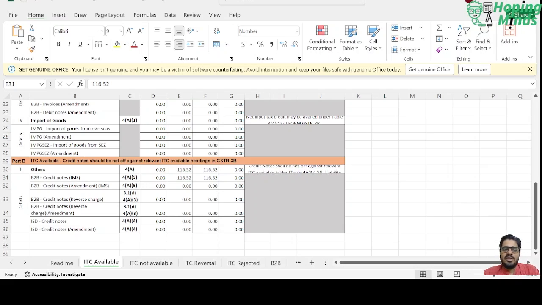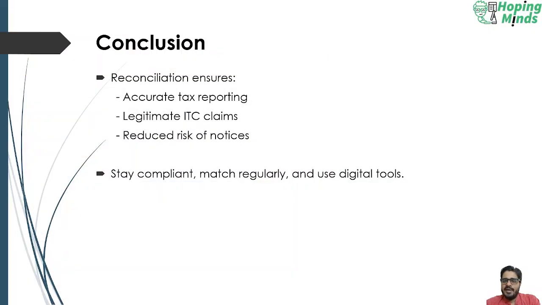So this is how the matching is to be done and the reconciliation has to be prepared between all three sets of returns and the books of accounts. So that's it for the session. Thank you.